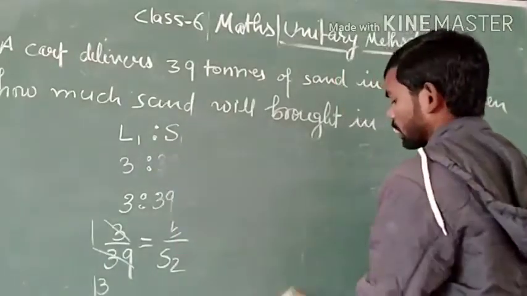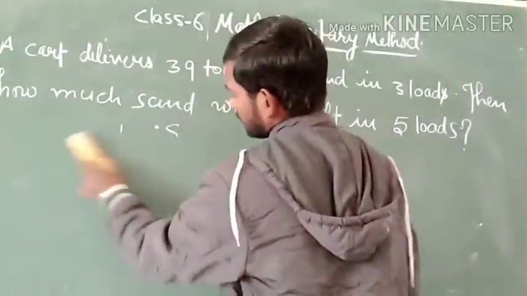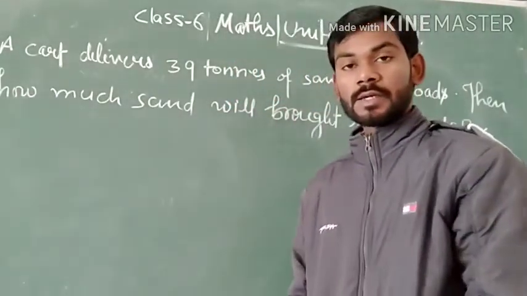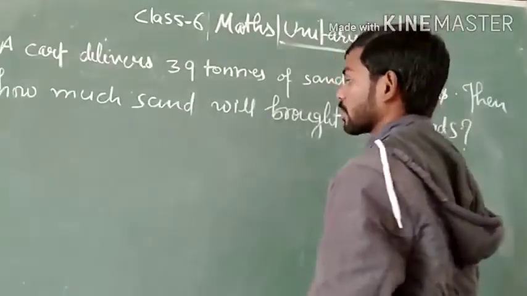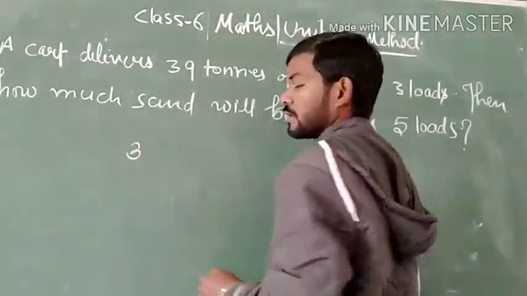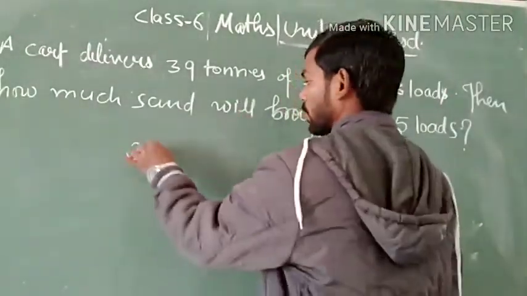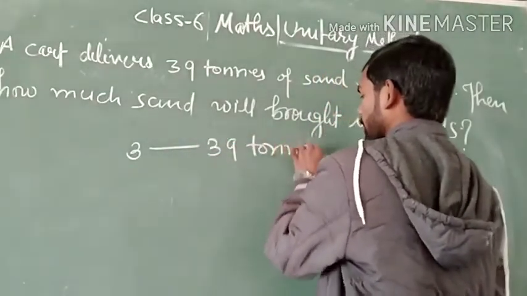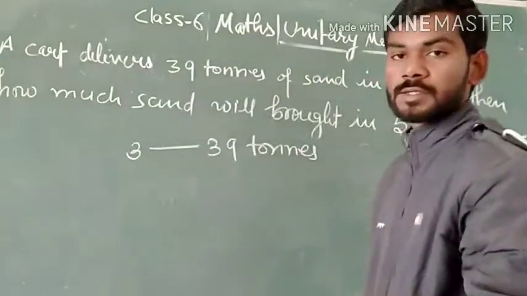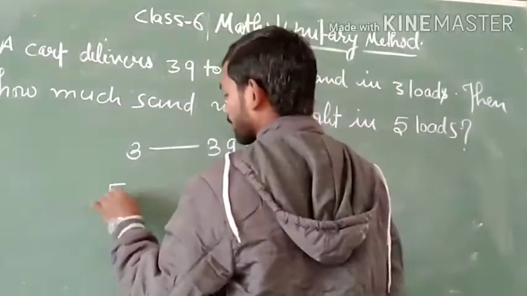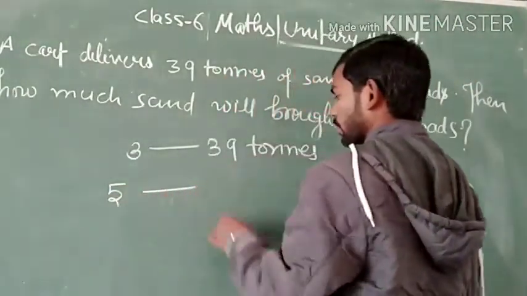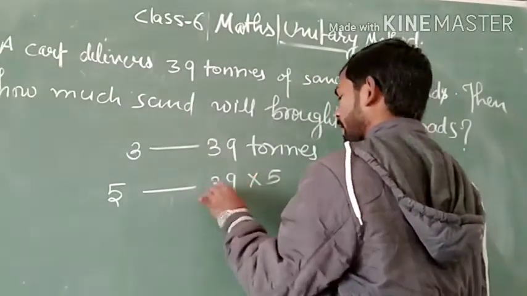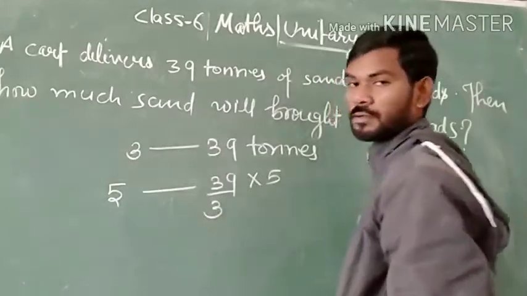This method is called the quick method, and this method reduces the time consumption. So let's see. It has been given that 3 loads brought 39 tons. Then what will be the 5-ton load? So we multiply 39 by 5 and divide it by 3.